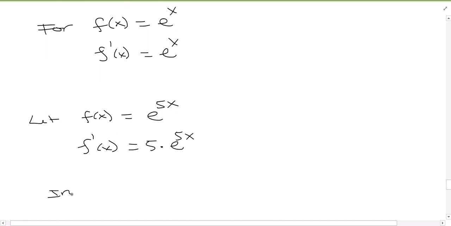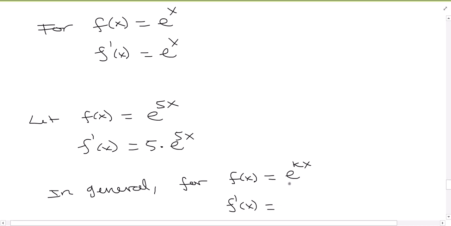So in general, what I can say is that for f of x equal to e to the kx, what can I say about the derivative? The derivative is k times e to the kx.